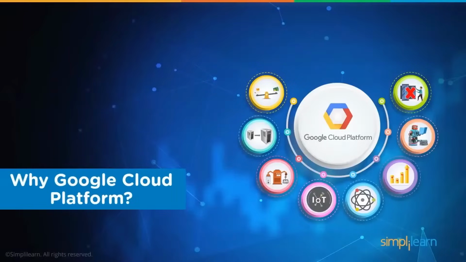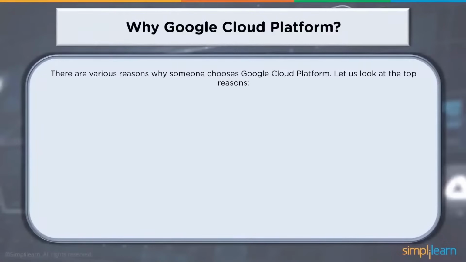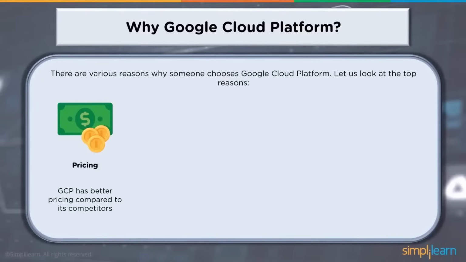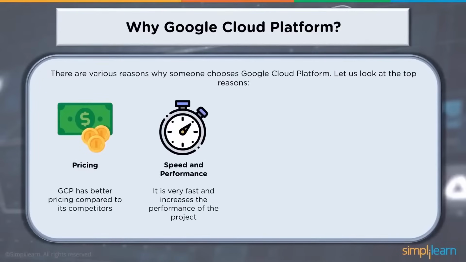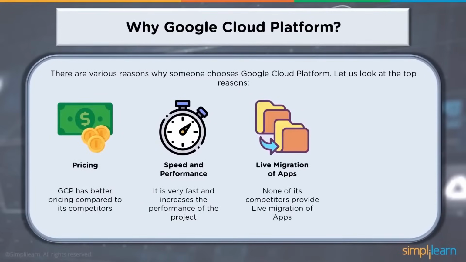When we talk about why Google Cloud Platform, there are various reasons why someone would choose it. GCP has better pricing compared to its competitors. When it comes to speed and performance, it is very fast and increases the performance of the project. Live migration of apps, and there are a huge number of solutions which I will show you in further screens, which help an organization to adopt a cloud platform and integrate with it, or even completely migrate into a cloud platform. None of Google's competitors provide live migration of apps.